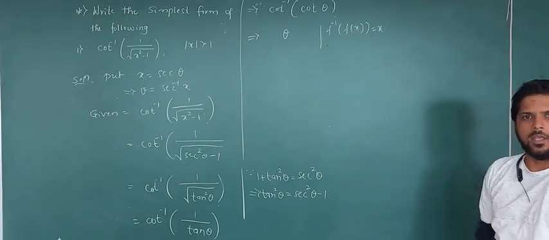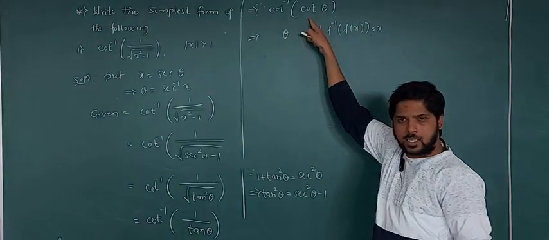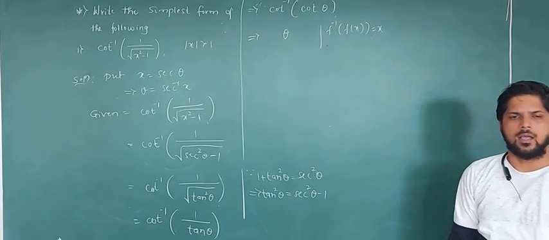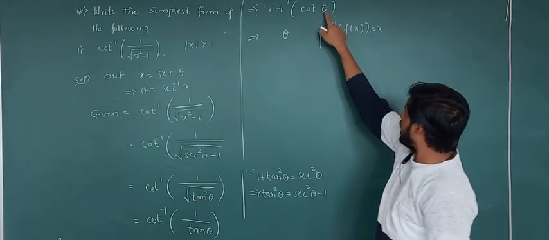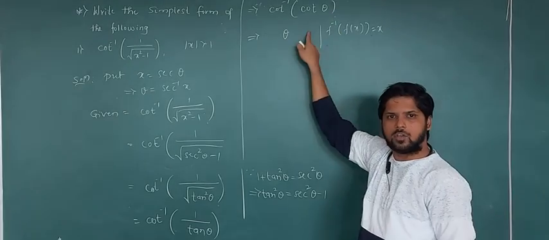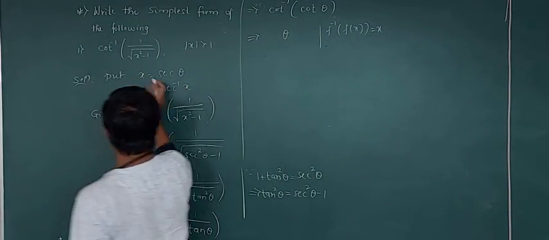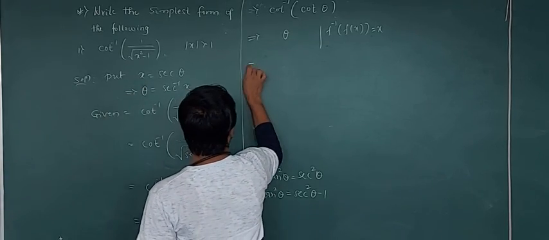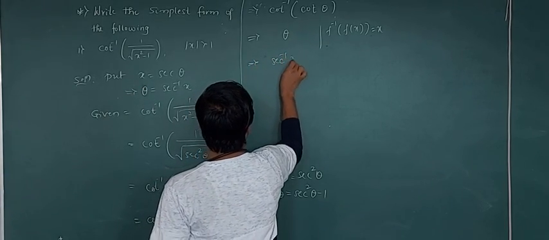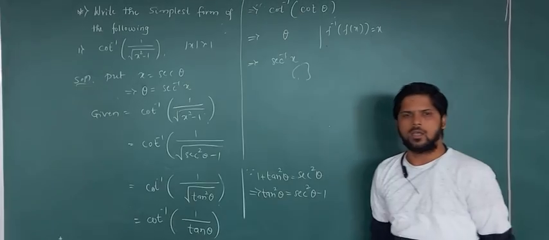This implies theta, because again we know that f inverse of f of x is equal to x. Here an inverse function is there, and a variable is there, that is the angle. In place of x we have theta, so therefore the answer is theta. And what is theta here? Theta is sec inverse x. This is the solution of the given example.